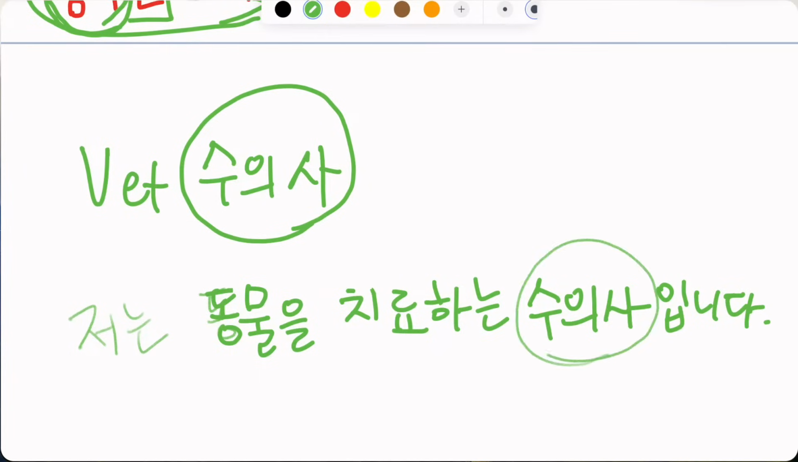Basically, I'm a veterinarian that 충무를 치료하다. That cures animals. 이런 뜻입니다.